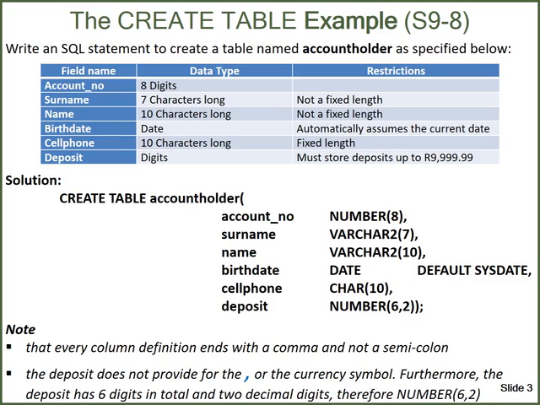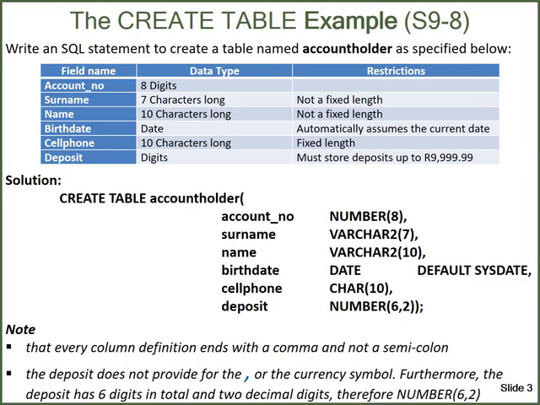Note that every column definition ends with a comma and not with a semicolon. The deposit does not provide for a comma or the currency symbol in the 9,999 Rand and 99 cents. Therefore, the deposit has 6 digits in total and 2 decimal digits, therefore NUMBER(6,2). Remember, you don't specify the Rand or the 1,000 separator in your data type or in the INSERT statement.